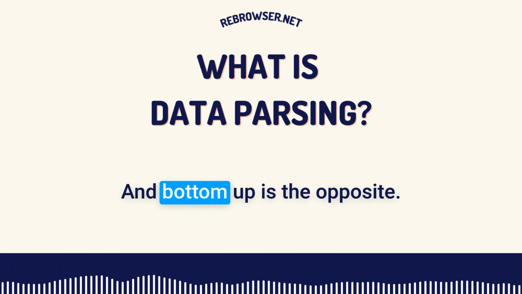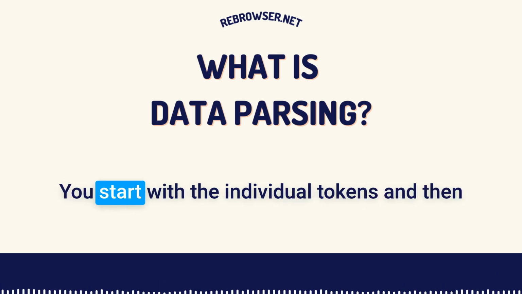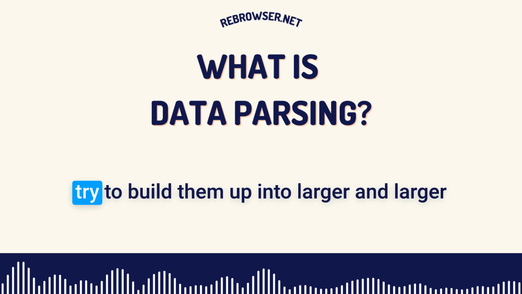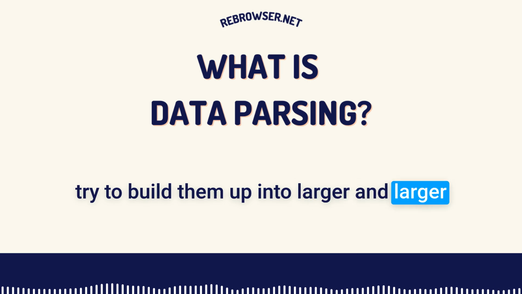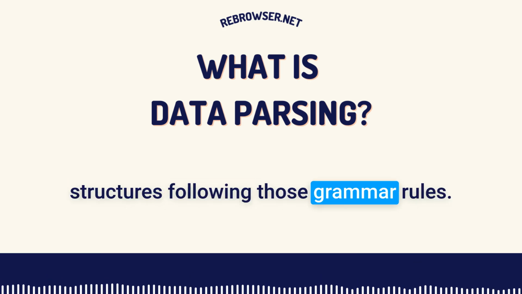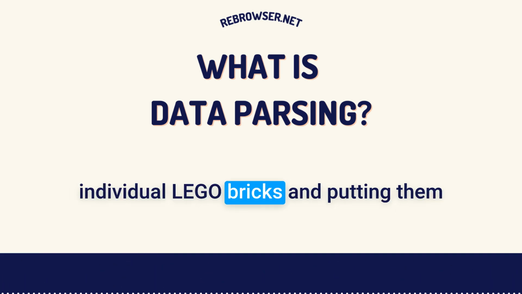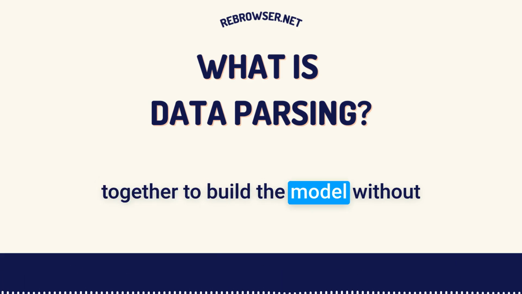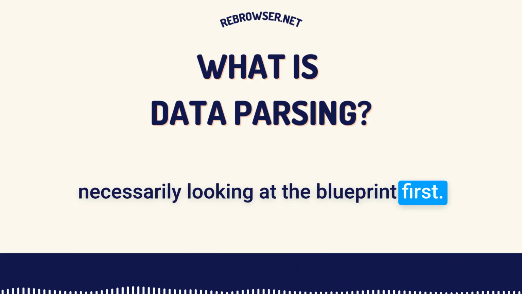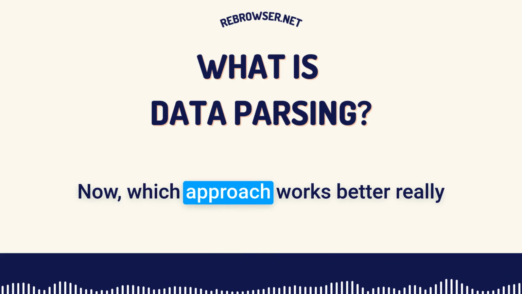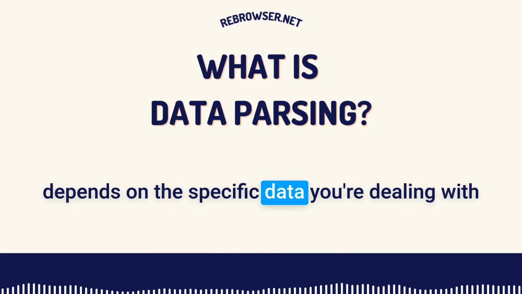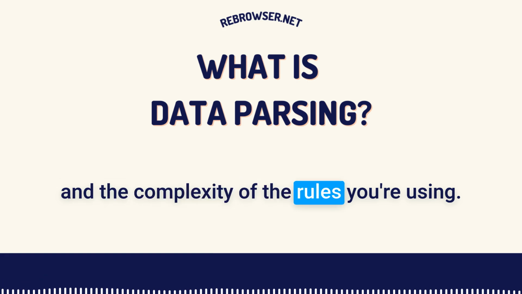Right. And bottom-up is the opposite. You start with the individual tokens and then try to build them up into larger and larger structures following those grammar rules. So bottom-up is like starting with the individual Lego bricks and putting them together to build the model without necessarily looking at the blueprint first. That's the idea. Now, which approach works better really depends on the specific data you're dealing with and the complexity of the rules you're using.